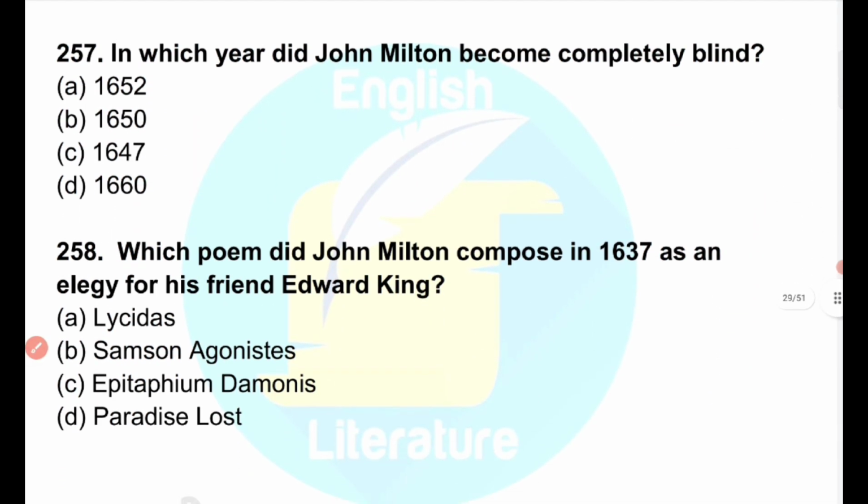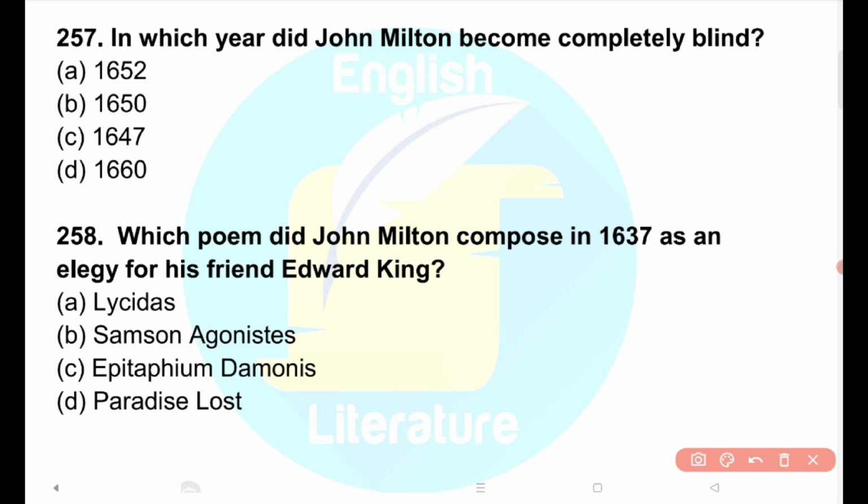In which year did John Milton become completely blind? Option A, 1652. Milton gradually lost his sight due to glaucoma or a retinal disease. By 1652, he was completely blind but continued to write by dictating to assistants and his daughters. Despite his blindness, he composed Paradise Lost, Paradise Regained, and Samson Agonistes.